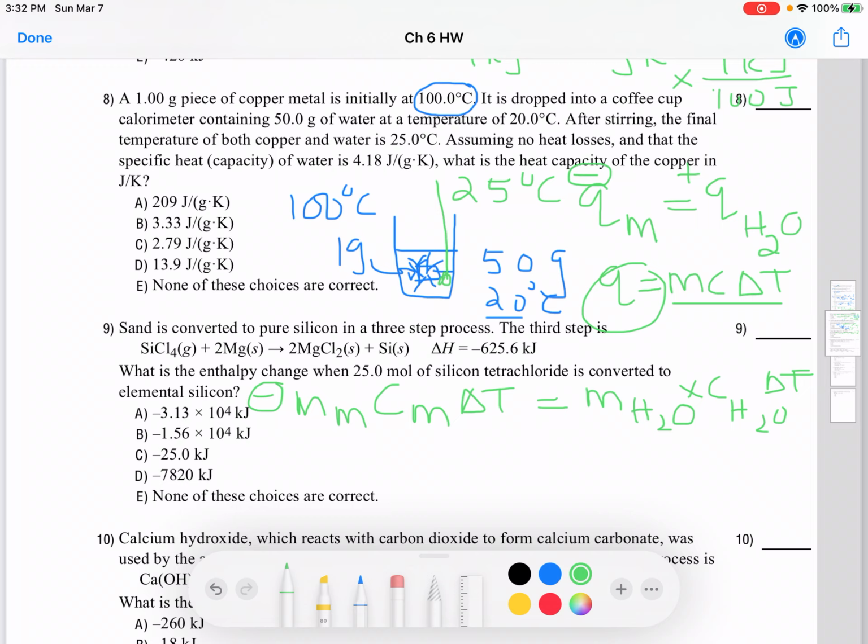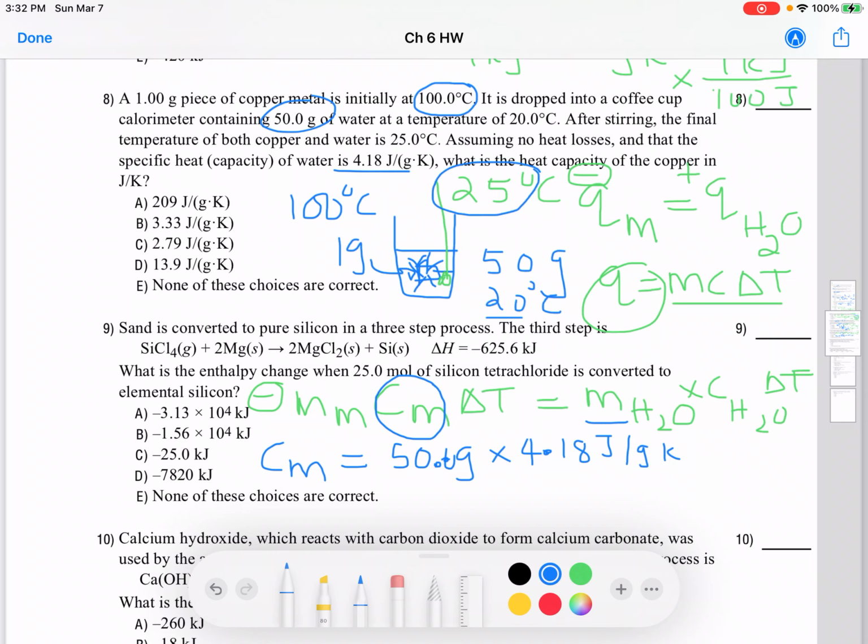Okay. But what we want to find out is this one, Cm, the heat capacity for the metal. The mass of the water we were given is 50.0 grams. And then the specific heat capacity for the water, 4.18 joules per gram per Kelvin. And then the delta T. Remember the final temperature for the water and the metal are both 25. The initial temperature of the water is 20. So 25 minus 20 is 5. Remember the subtraction of Celsius is the same as Kelvin, so you can just say 5 K.